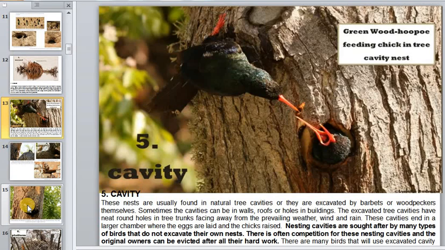And nesting cavities are sought after by many types of birds that do not excavate their own nests. So there is often competition for these nesting cavities, and the original owners can be driven out after all their hard work. And there are many birds that will use the excavated cavity.